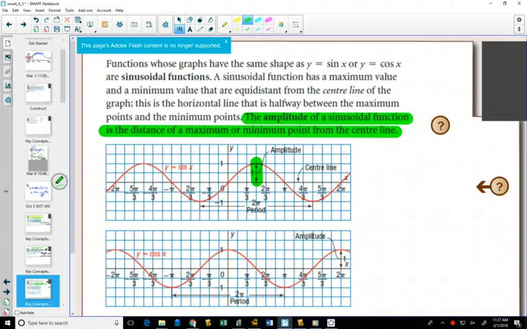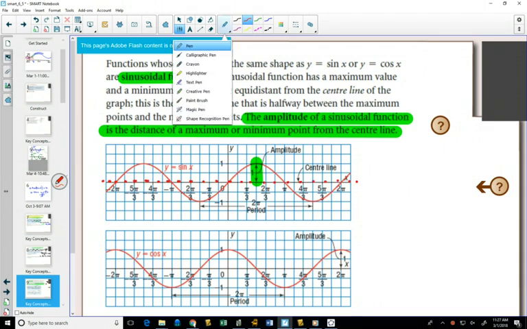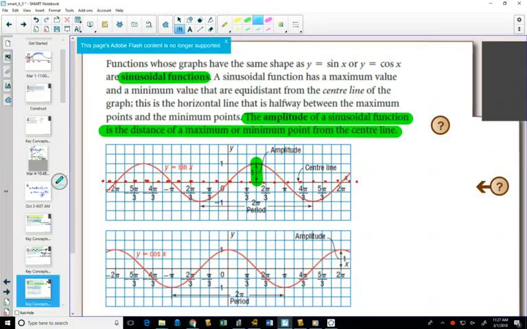Your new English word of the day: sinusoidal. Sounds like some sort of thing that you need to blow your nose a lot. Both sine graphs and cosine graphs are called sinusoidal functions. When we graph things, we're often going to put a dotted line for our center line. And our center line for our sine and cosine graph is at y equals 0.